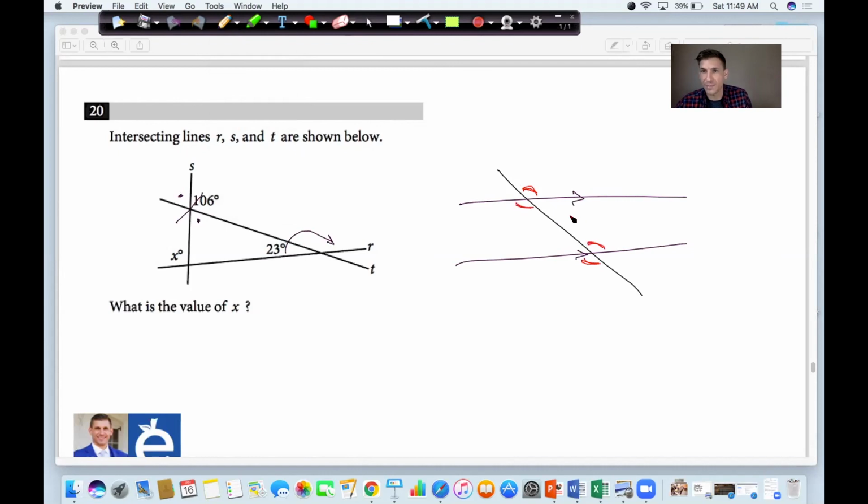And there are special names for everything, like alternating interior angles and all these other things. You don't actually need to know all the special names, but what you do need to be aware of is kind of how things are going to be set up.